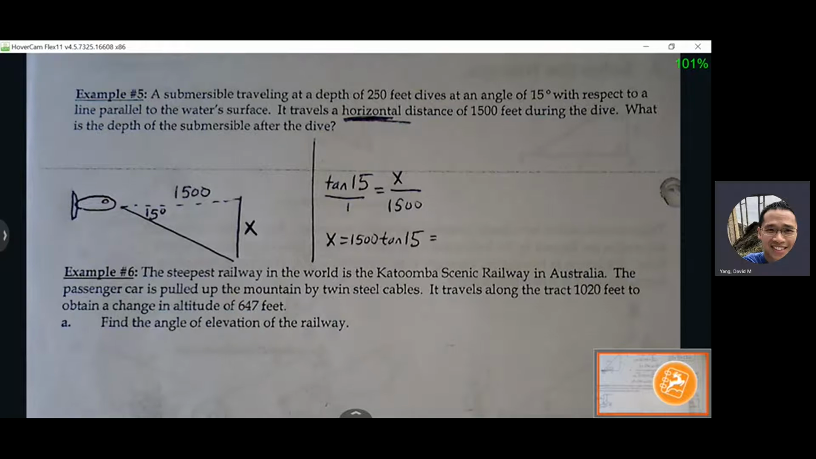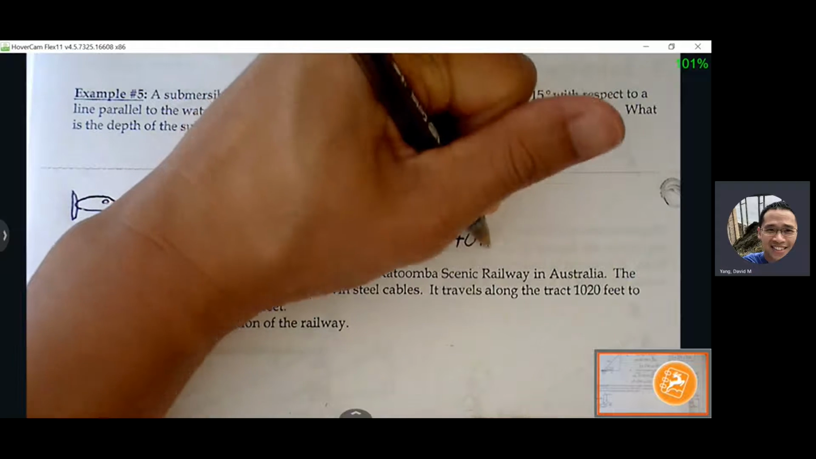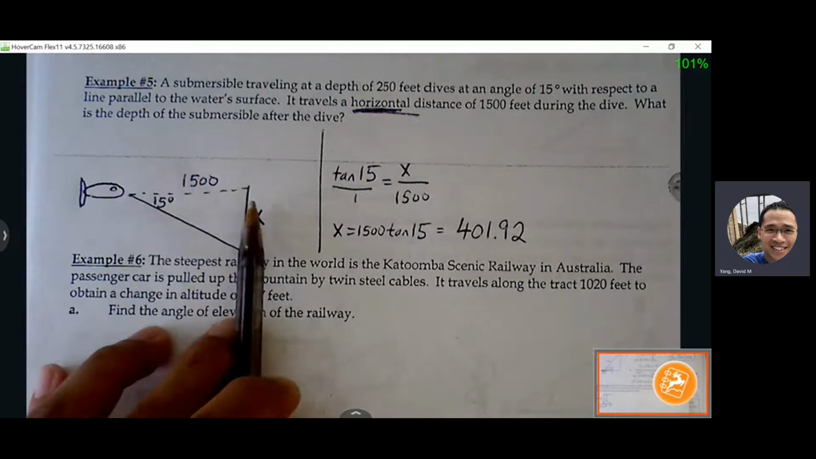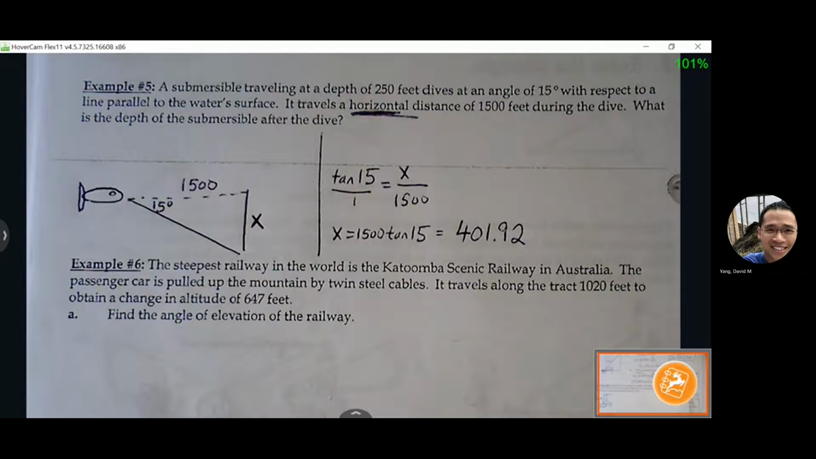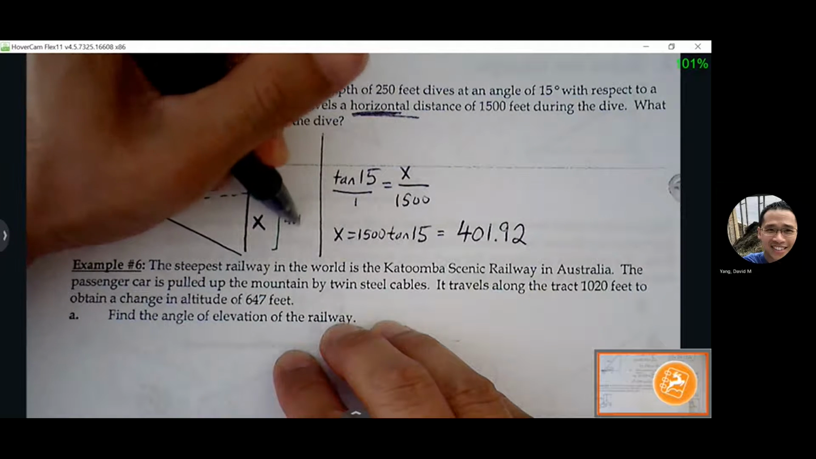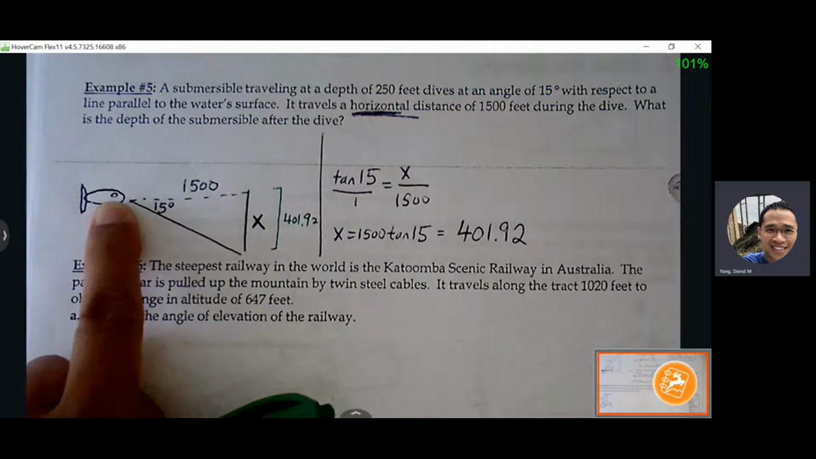All right, what do you guys get for x? 41.92. Okay, 401. So we know that this submarine, from where it's at, is going to drop down 401 feet. But before it begins its descent, how far is it below the water? 250 feet.